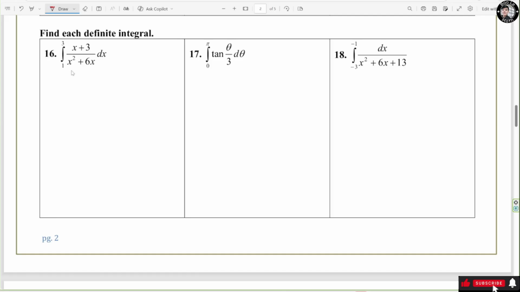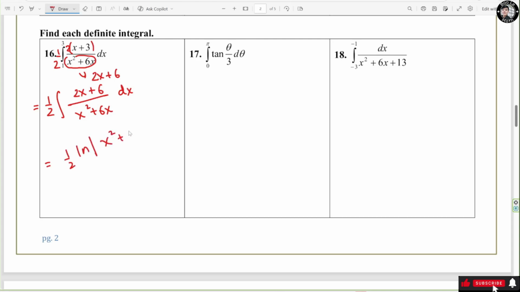Now question 16. Observe that if you take the derivative of the bottom, it turns out to be 2s plus 6. The top is just s plus 3. So if you double this one, it turns out to be 2s plus 6. And when you multiply the top by 2, you need to divide by 2. So this turns out to be 1/2 times the antiderivative of (2s plus 6) over (s squared plus 6s) ds, and then it's going to be 1/2 ln of s squared plus 6s.